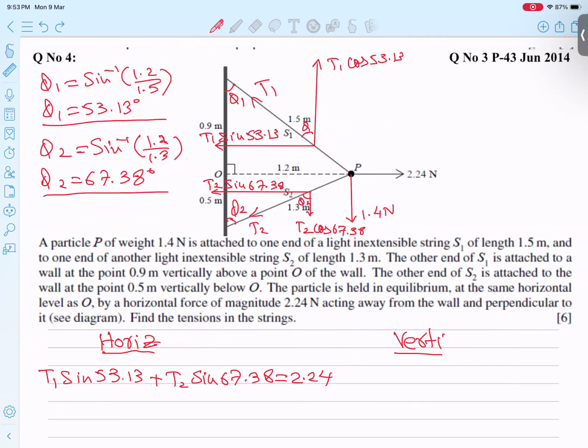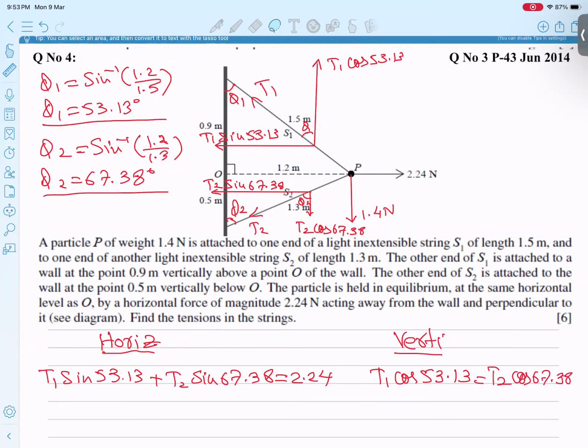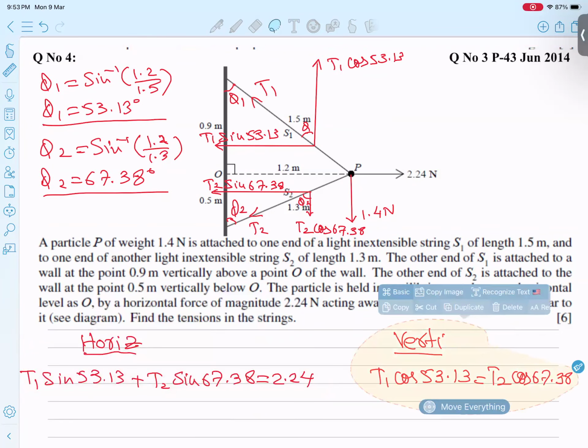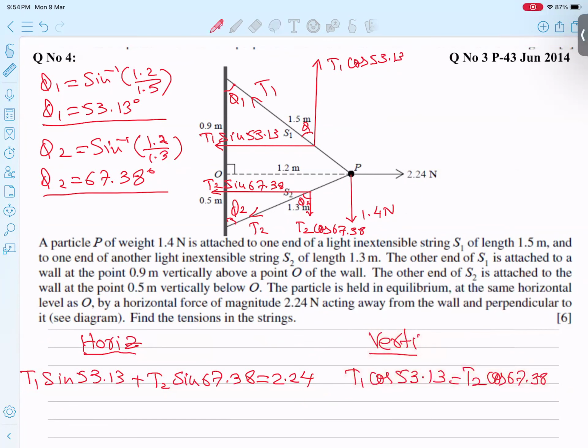Now upward equals downward: T1 cos 53.13 equals T2 cos 67.38 plus 1.4, because these two forces are acting downwards. Now I have to solve them simultaneously.